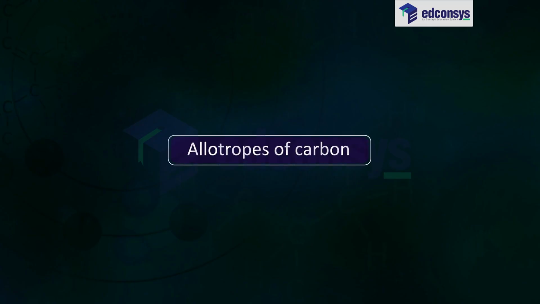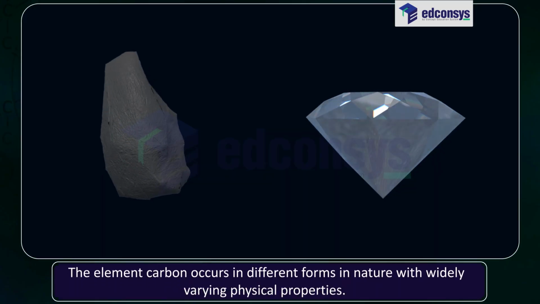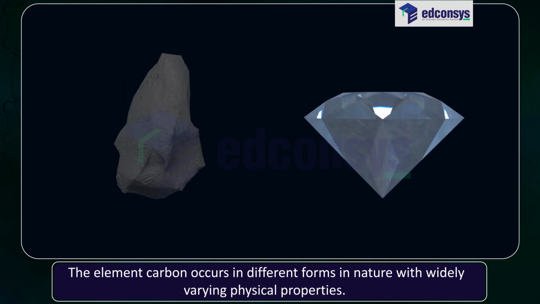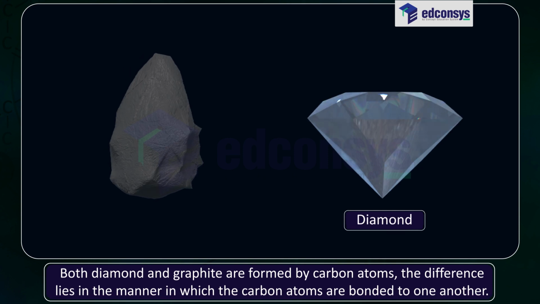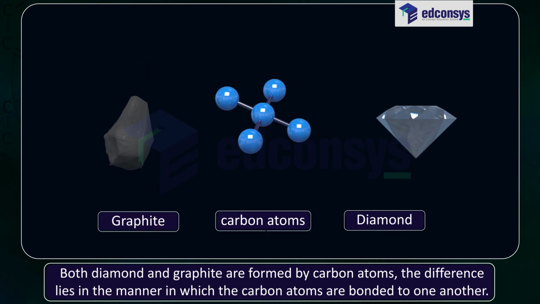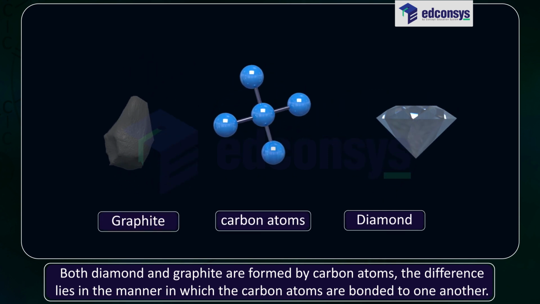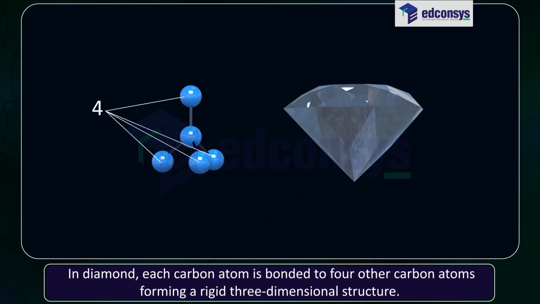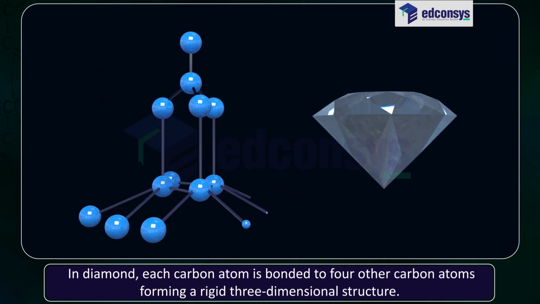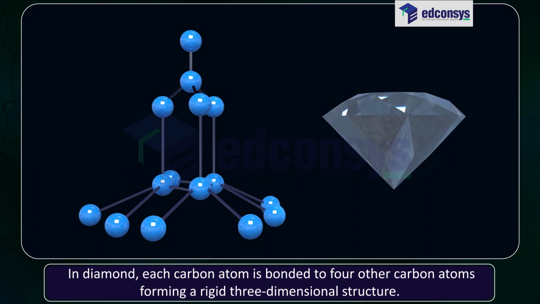Allotropes of carbon. The element carbon occurs in different forms in nature with widely varying physical properties. Both diamond and graphite are formed by carbon atoms. The difference lies in the manner in which the carbon atoms are bonded to one another. In diamond, each carbon atom is bonded to 4 other carbon atoms, forming a rigid three-dimensional structure.